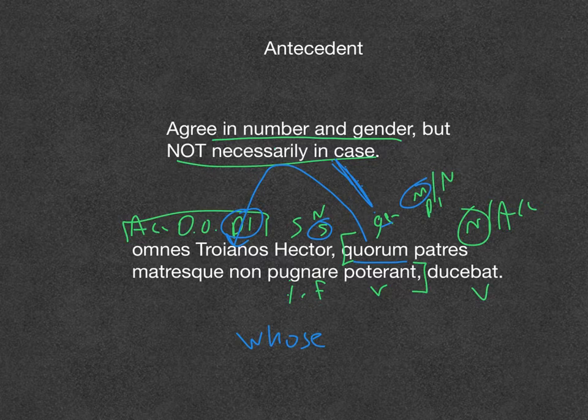So most relatives will have who or whom. If it's qui, that means it'll be nominative and therefore it'll be who. If it's quem or quos, it's probably gonna be whom because the accusative is usually the direct object. But with genitives, it's a possessive and therefore whose makes the most sense. So whose fathers and mothers are not able to fight. We're gonna do two more examples on the next slide, and then we'll wrap the video up.